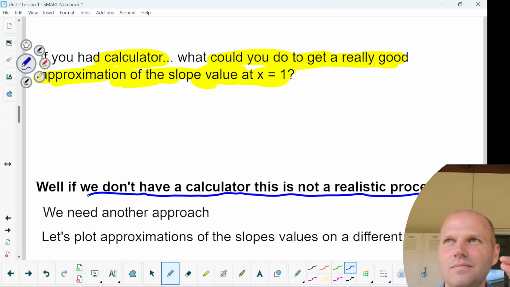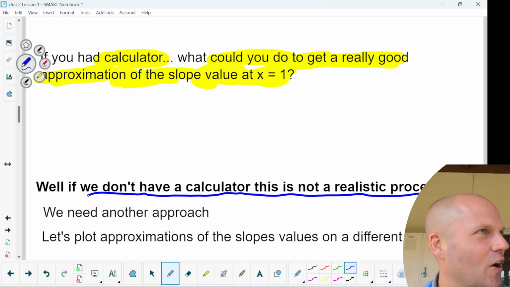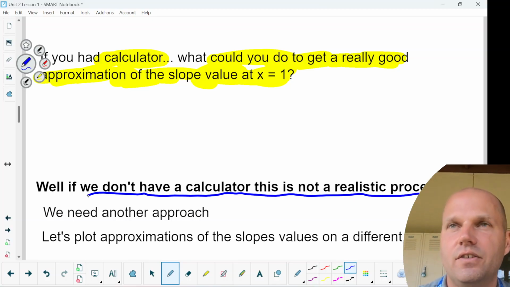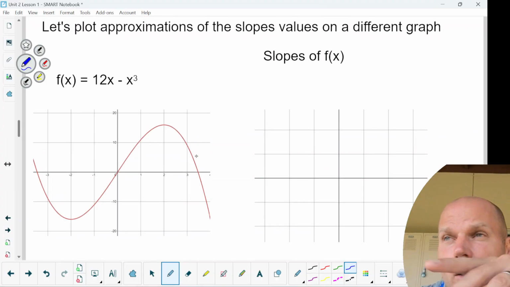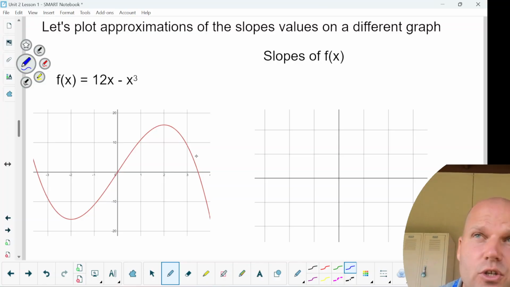However, we're not there yet. We got to learn the other way of finding these slope values. We got to find this value of 9 without using a calculator. Okay? So we need another approach. And here's what we're going to do. We're going to just start off seemingly doing something completely different.